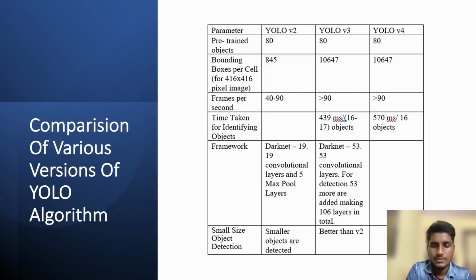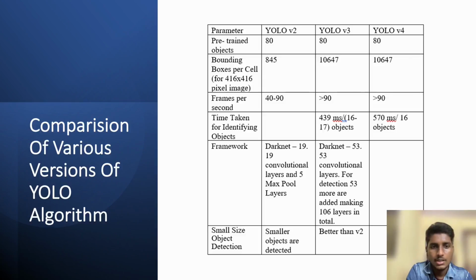Yolo is having different versions. Among those, the predominant versions are Yolo version 2, version 3 and version 4. All these versions are pre-trained with 80 objects. Yolo version 2 is mostly used for object detection in images, but version 4 is very useful in detecting objects in videos. Yolo v3 and v4 can draw 10,000 plus boxes, whereas version 2 is only limited to 845. Coming to the frame rates per second, the Yolo v2 can draw up to 40 to 90 frames, whereas version 3 and version 4 can draw greater than 90 frames.